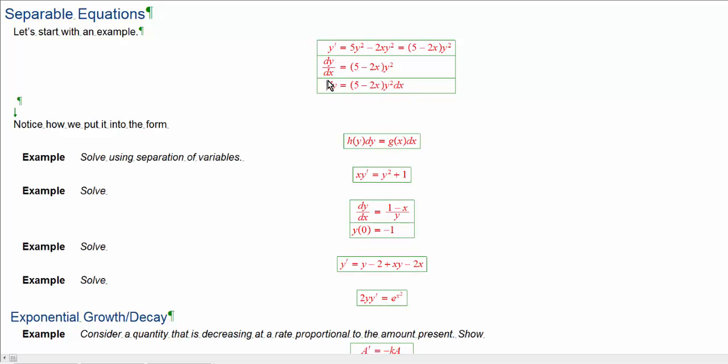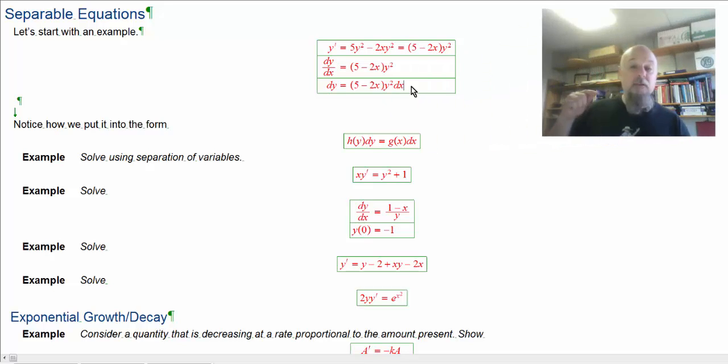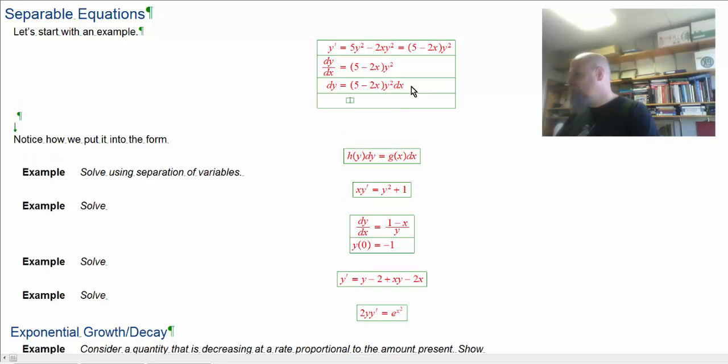Now I've got a y side and an x side defined by the dy and the dx. The dy and the dx both have to be on ground level. So now I've got my x side and my y side. So let's put all the y's on the y side and all the x's on the x side.